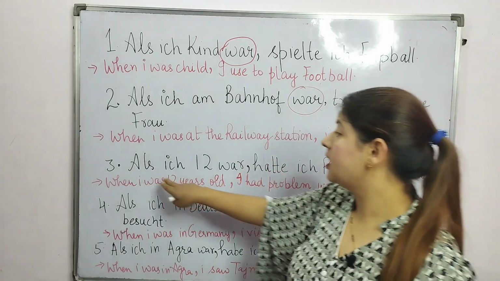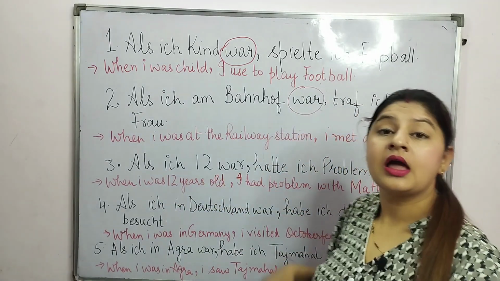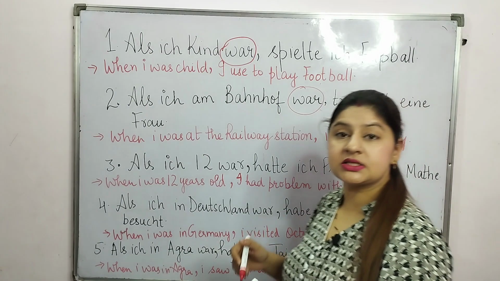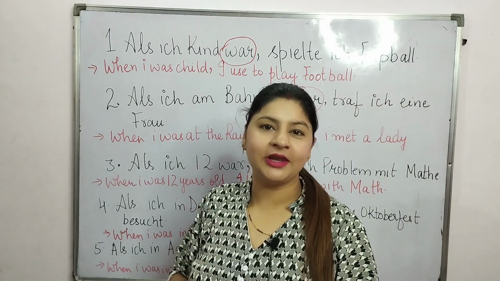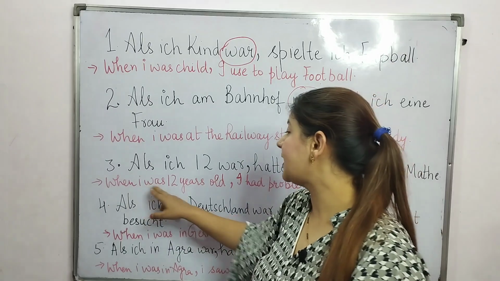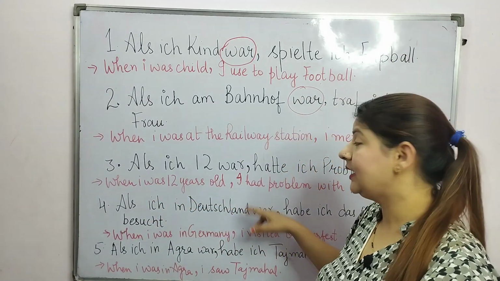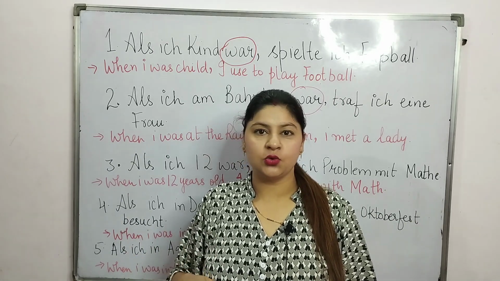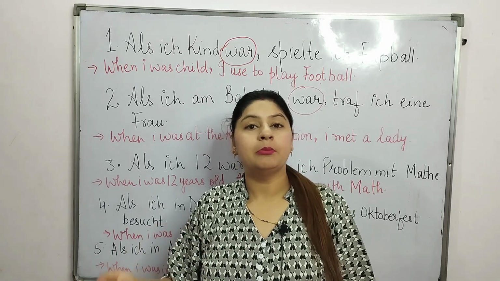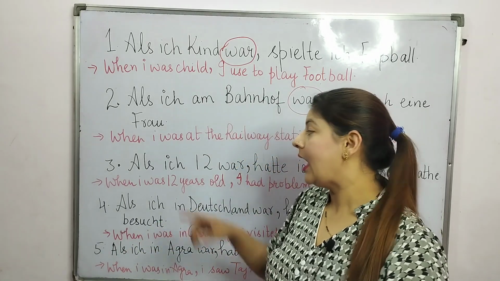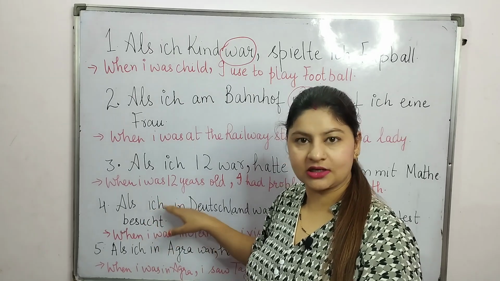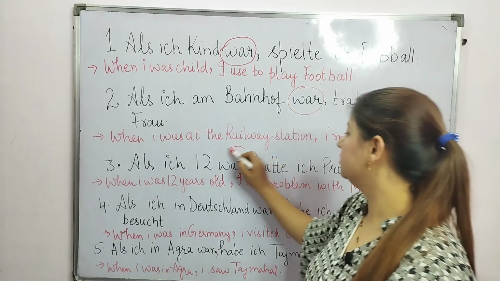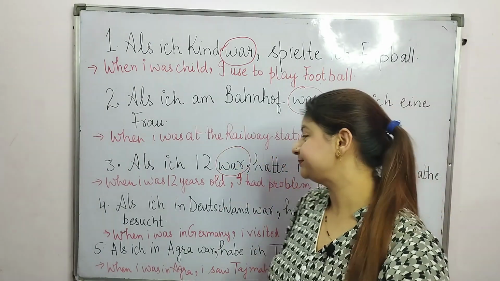Now the third example. Als ich 12 war, hatte ich Problem mit Mathe. So when I was 12 years old, I had a problem with math. So now I am 33. I can't be 12 again. So this activity happened once in the past. And again my verb is at the end.